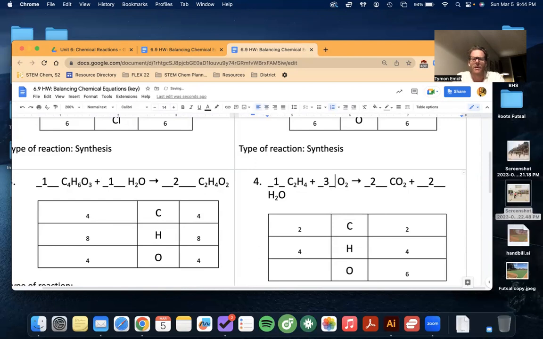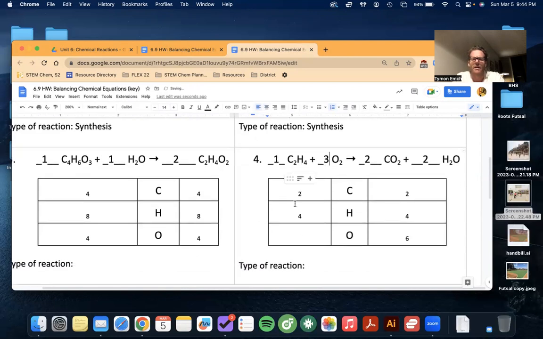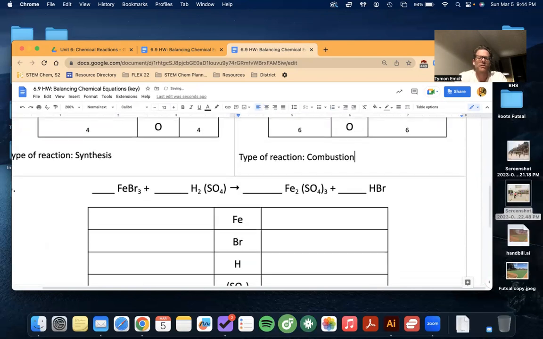So it looked a little something like that. Give me 6. Ooh, I forgot to do my type of reaction. This right here is actually a synthesis as well, because I have 2 things come together to make one thing. This one right here, because of the hydrocarbon, the oxygen, carbon dioxide, and water, I'd have a combustion reaction.